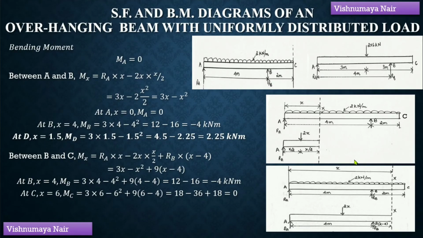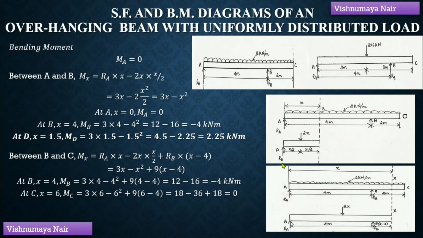Let's find out the bending moment variation along the length of this beam. We know that MA equal to 0. In order to find out the variation between the points A and B, let's consider a section at a distance of x meters from the end A. The bending moment at this section can be found out by considering either the left portion or the right portion. So let's consider the left portion of the section.